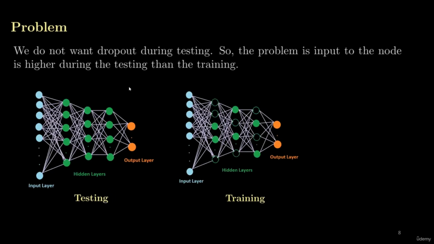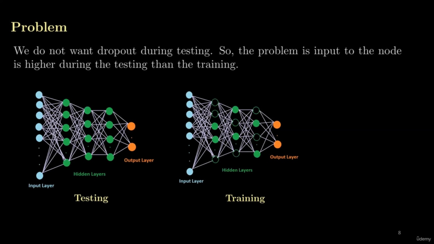So what is the problem now? We do not want dropout during the testing. So the problem is the node is higher during the testing than the training. So it means that the scaling factor is not the same during the training and testing, because we are not going to apply dropout during the testing.